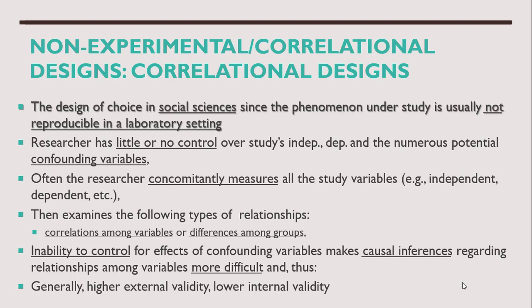So when we look at non-experimental design, and in this case let's focus more on the correlational designs. This is the choice in social sciences because we are looking at something that is already happening in the real world. It's difficult to put the real world in the lab. So we have little or no control at all over the study's independent and dependent variables and numerous potential confounding variables. So we find ourselves studying human interactions, human experiences, and human outcomes and how they behave in the real world. So you have little or no control over that.